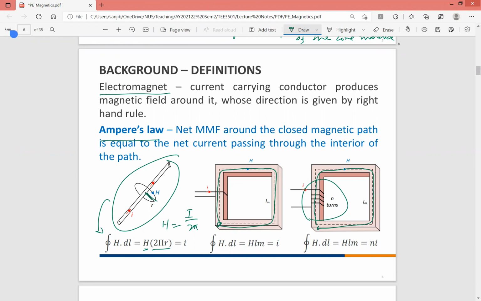So it depends upon the distance from the conductor. If you go close to the conductor, then the field intensity will be higher. If you go further away, it will be inversely proportional, right? Inversely reducing. Now, what it means is that if you have any current carrying conductor, there will always be this tendency to produce magnetic field in the neighborhood, right?